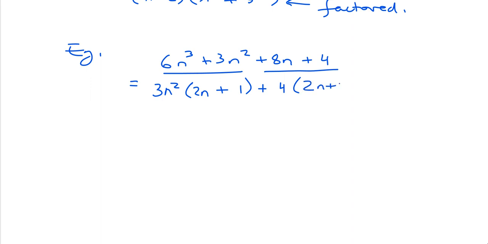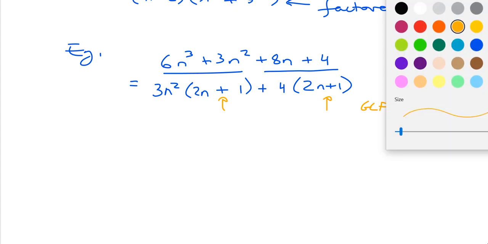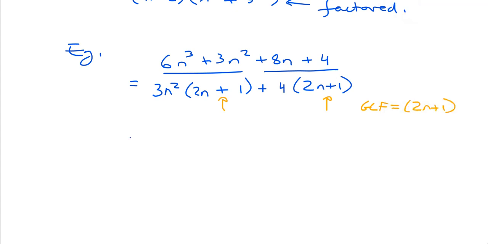And I'm also going to get 2n plus 1. And I'm going to be very happy because they're the same, right? The fact that they're the same means that I'm going to use them as the GCF. So greatest common factor is now 2n plus 1. So I'm going to write 2n plus 1 at the front.